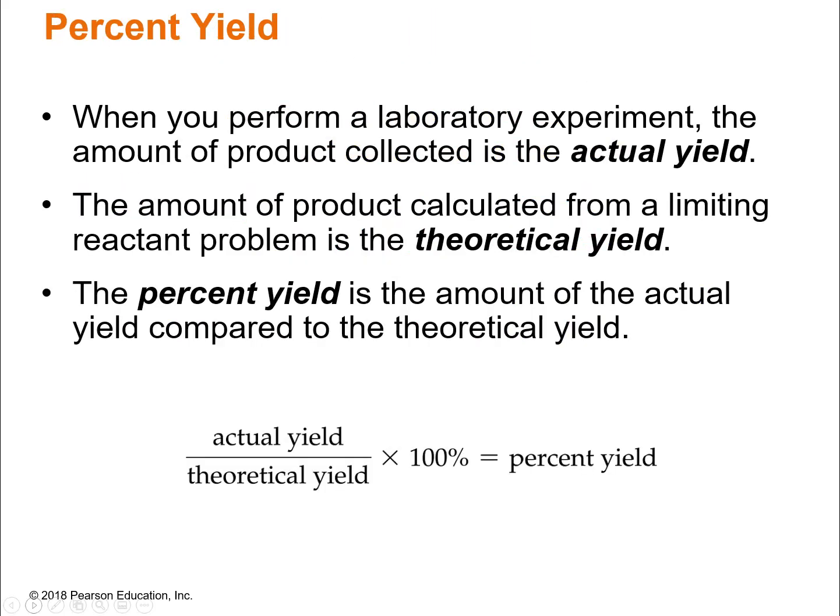One more concept, and that's percent yield. In the real world, when you're in the lab, you never make what you expect to make, okay? The amount of product that you actually make is called the actual yield. That's determined experimentally. It's always given in the problem.